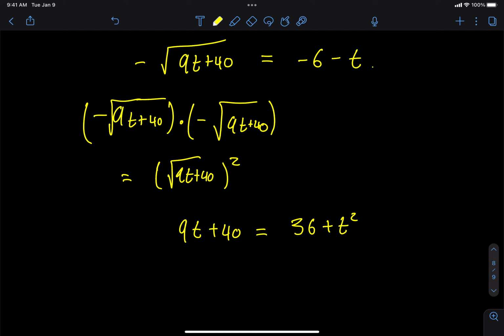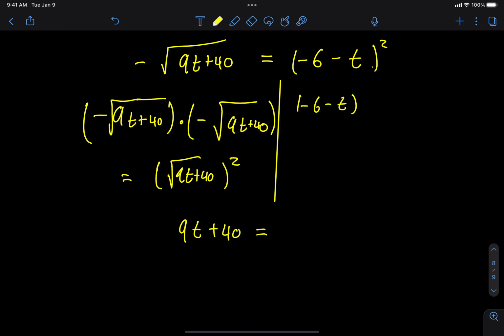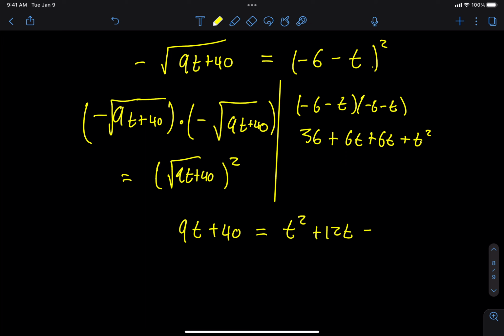I didn't FOIL. That's right. If I'm going to square this, I can't just square both of the numbers. What I have to do is write negative 6 minus t times negative 6 minus t, okay? And I FOIL. What do I get? 36 plus 6t plus 6t plus t squared, which is t squared plus 12t plus 36, okay?